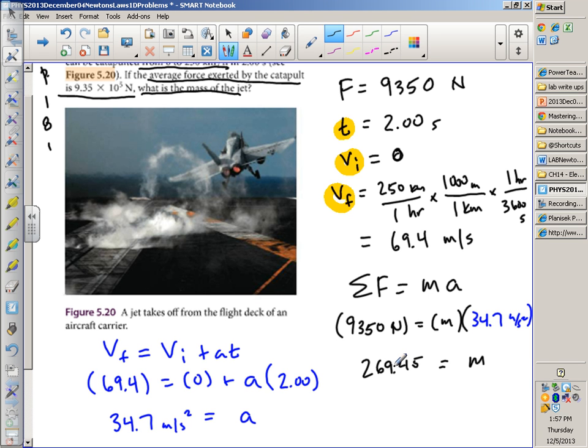If I remember right, 269.45. And then if we round that for sig digs, 3 sig digs, 269 kilograms. Good there so far?